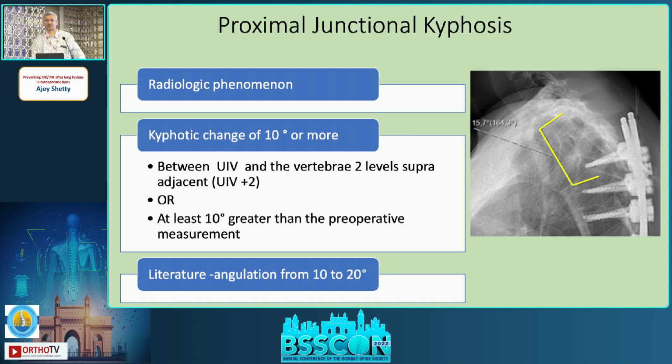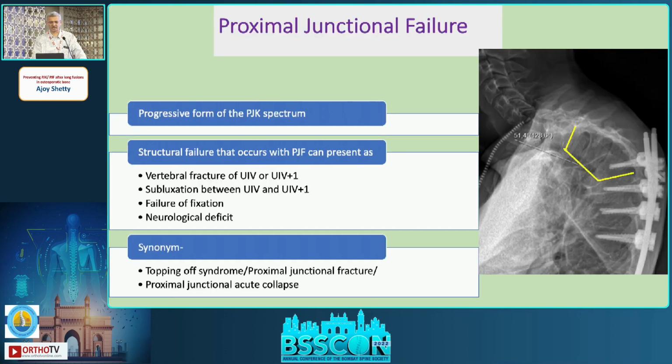It's basically a kyphotic change that happens between the upper instrumented vertebra and 2 vertebrae above, with an angle of change of greater than 10 degrees. Literature varies, with the angle between 5 to 20 degrees. Some people say 20 degrees is important because that's where you can get clinical symptoms. But for all practical purposes, 10 degrees is what is taken.